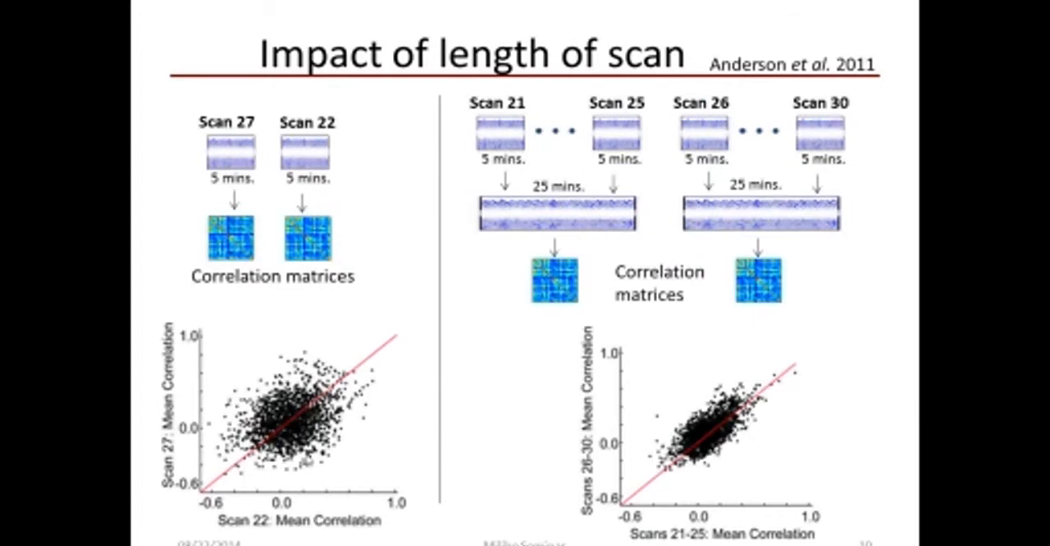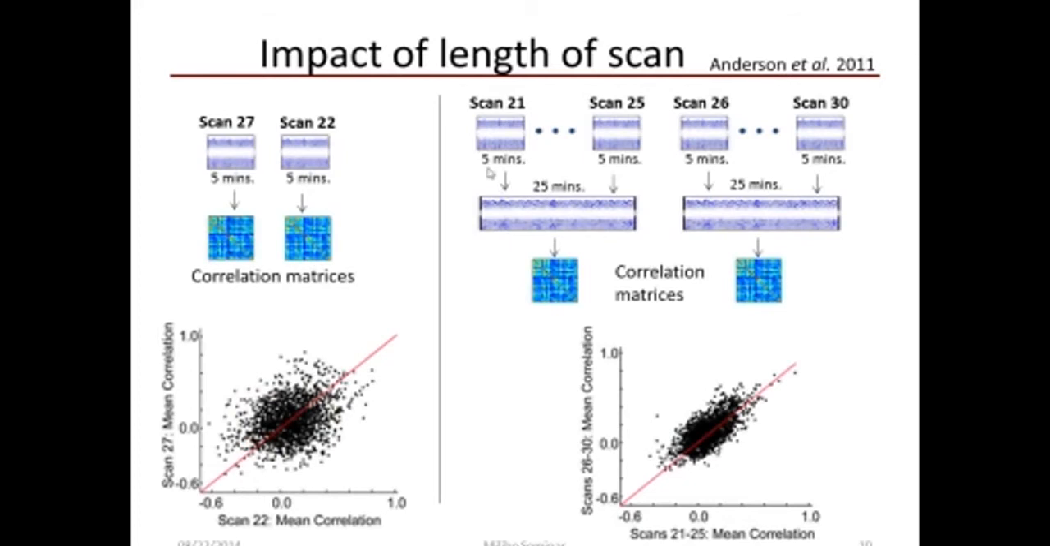And this scatter plot is drawn to answer that question. As you can see, the correlations are in a cloud. There is no sort of linear relationship that you can see in this cloud. So this plot suggests that if you use a 5-minute scan, the correlations are unreliable.